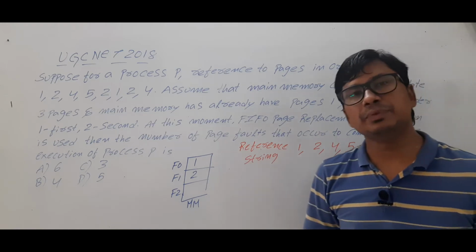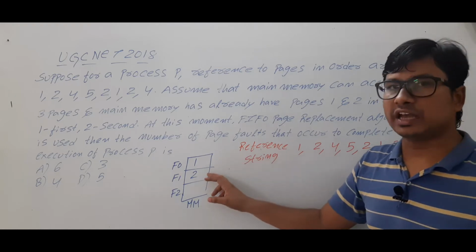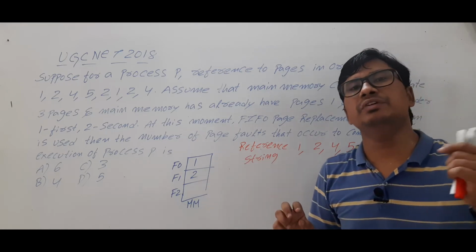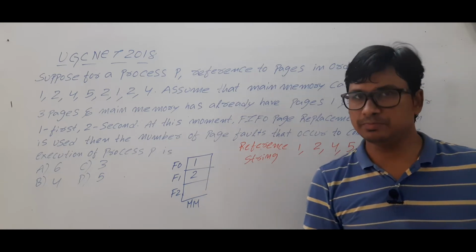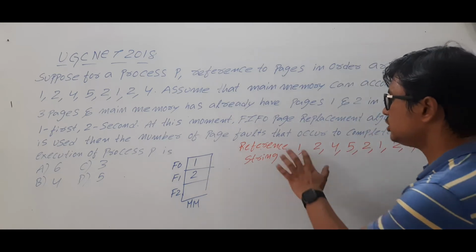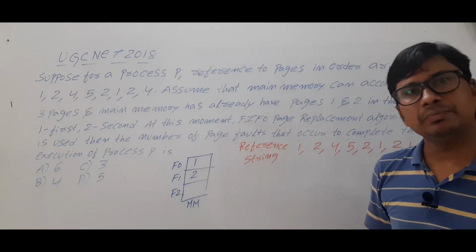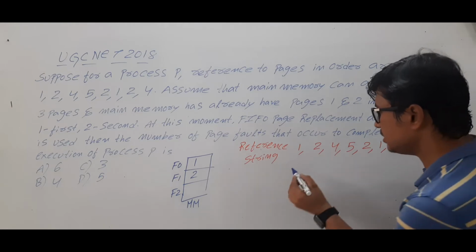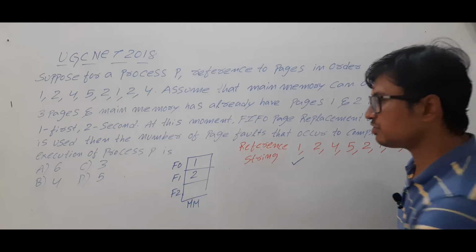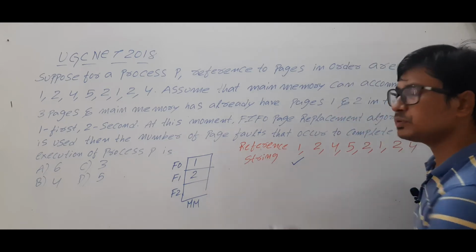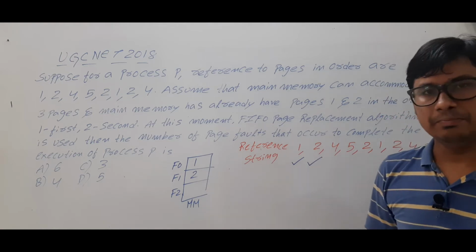Look at what is meant by page fault. If process is searching for a particular page, if it is not available in the main memory, then we will call it a page fault. If it is available in the main memory, then we will call it a page hit. Now look here, CPU is searching for the page number 1. Whether the page number 1 is available in the main memory? Yes, it is available in the main memory. So it is a page hit. Okay. Now similarly, CPU is searching for the page number 2. Is page number 2 available in the main memory? Yes, it is available. So again it is a page hit.